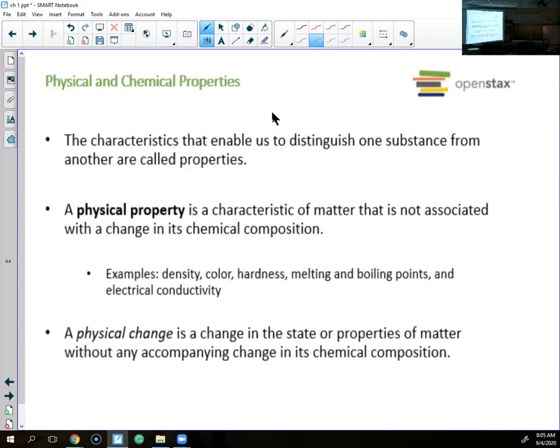All right, so the characteristic that enables us to distinguish one substance from another is called its properties.